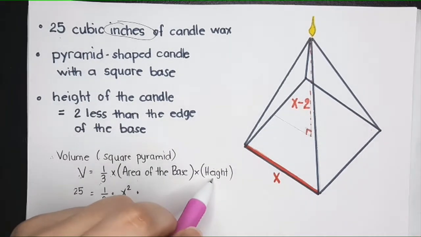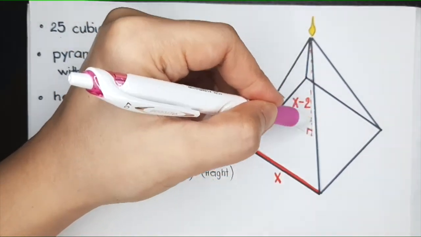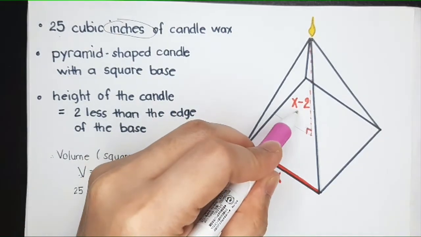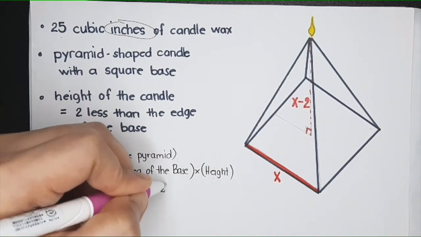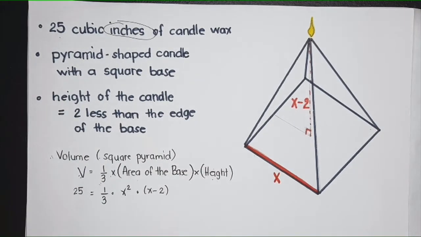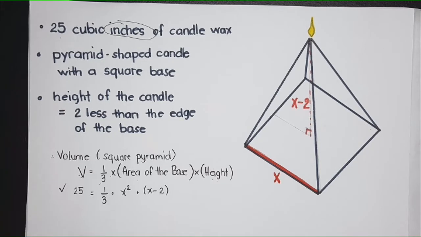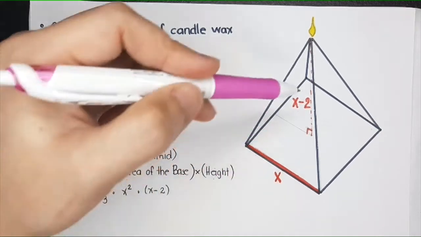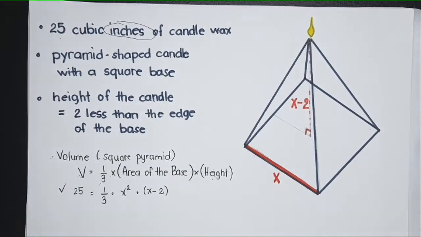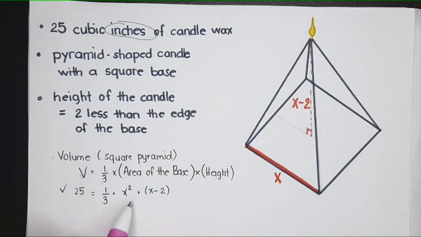Times the height. What is the height? It's 2 inches less than the edge. So, that's why we have x minus 2. I'm going to write x minus 2 here. Ito yung setup, that is the equation. Again, ang hinahanap natin, gaano kahaba yung edge ng base at ano yung height ng ating candle. So, hahanapin natin yung value ni x dito.